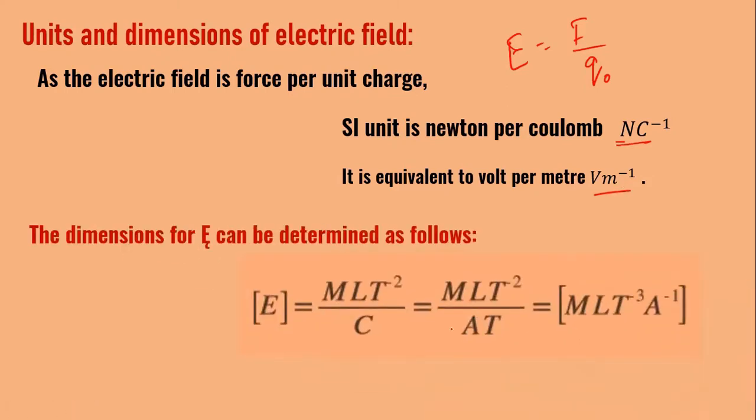Now, for the dimensions of electric field, as electric field is force per charge, that means MLT^-2, which is the dimensional formula of force, and the coulomb is the dimensional formula of test charge. So on solving this, we will get MLT^-3A^-1 as its dimensional formula.